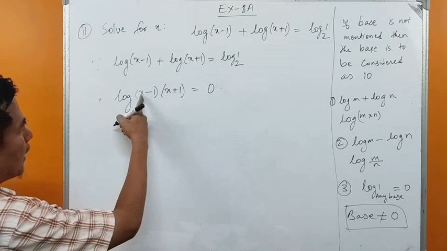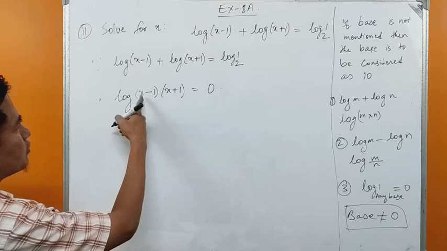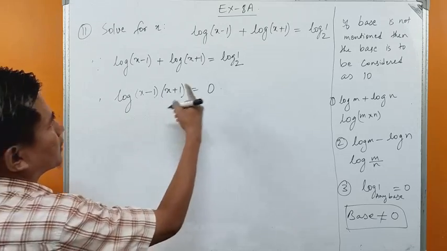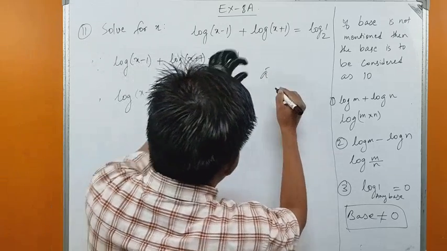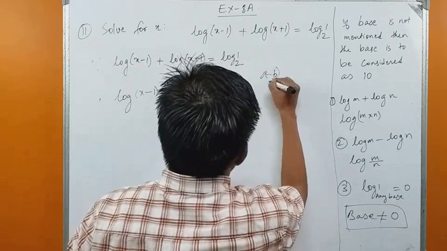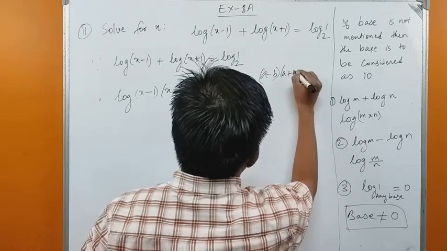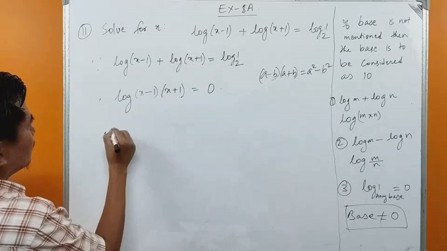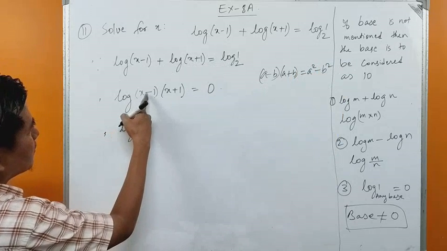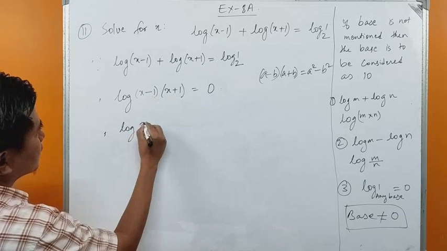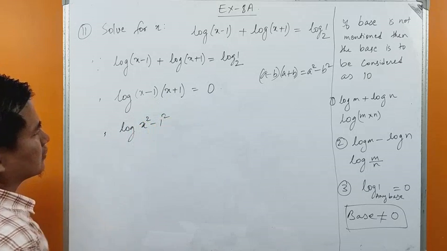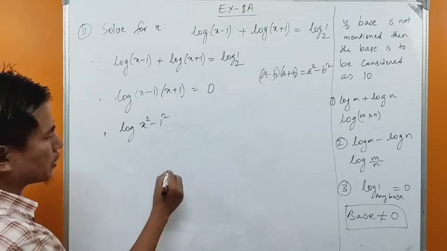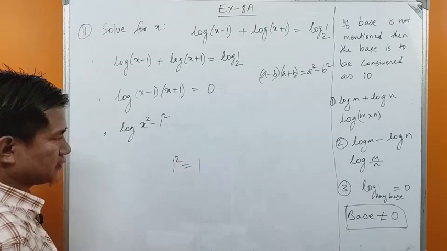So this is x minus 1, x plus 1. Let us assume this x as a and 1 as b. So (a minus b) into (a plus b) is actually a square minus b square, isn't it? X is a, 1 is b, so a square minus b square. But 1 square is always 1, isn't it?